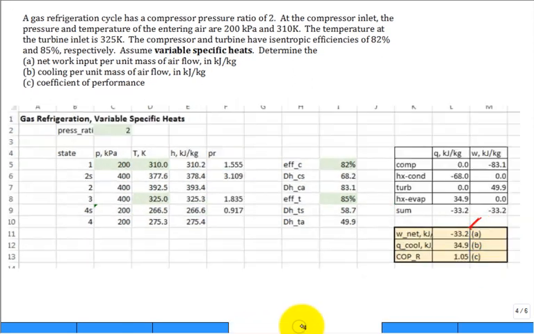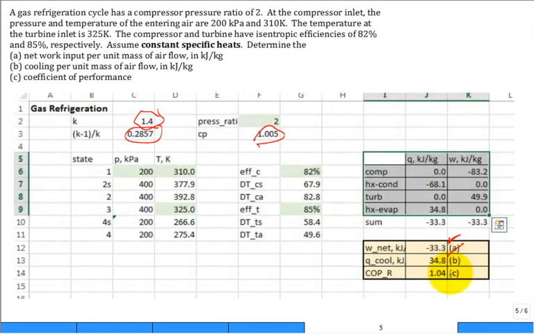34.8 with variable, 34.9, and 1.05 and 1.04. Okay. For the exam, what does it require? Constant or variable or your choice? Variable. All right?